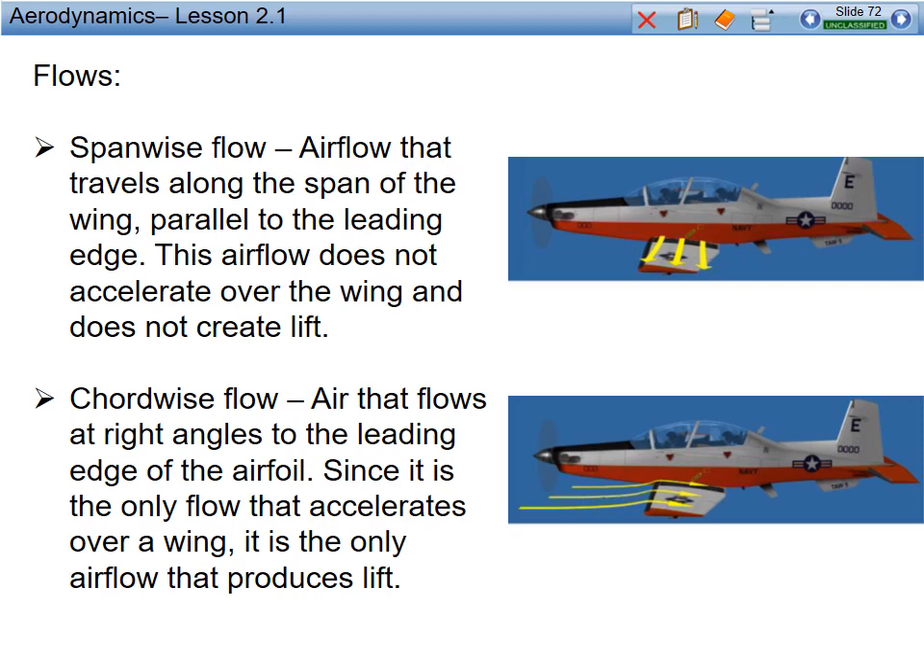There are two types of flow over an airfoil: spanwise flow and chordwise flow. Spanwise flow is airflow that travels along the span of the wing parallel to the leading edge. The airflow does not accelerate over the wing and therefore does not create lift. Chordwise flow is air that flows at right angles to the leading edge of an airfoil. Since it's the only flow that accelerates over a wing, it is the only airflow that produces lift.